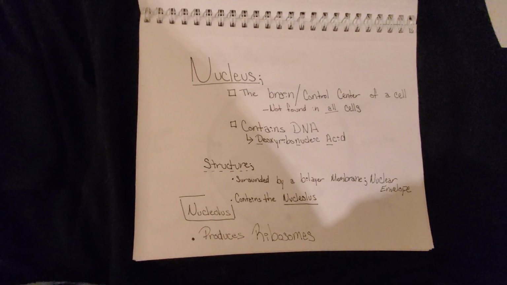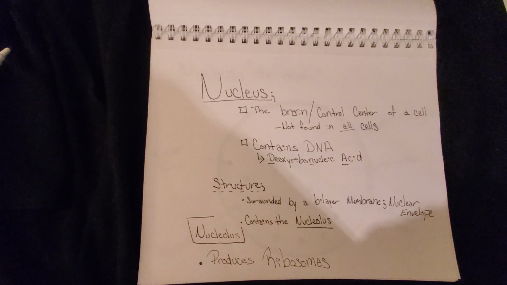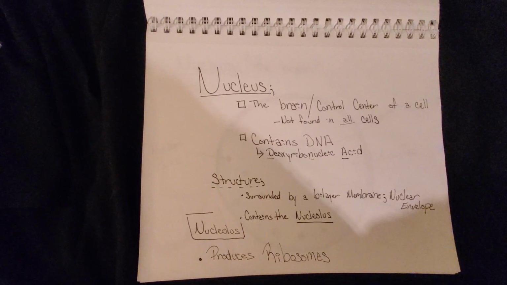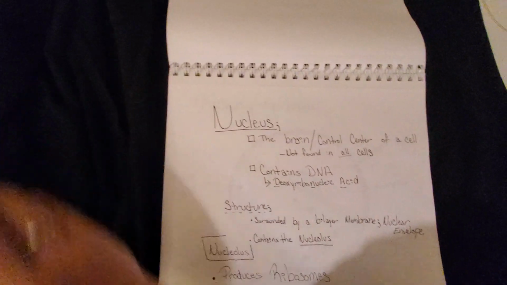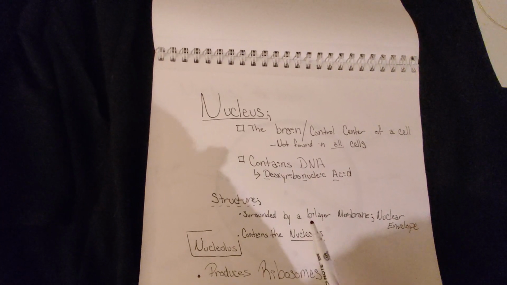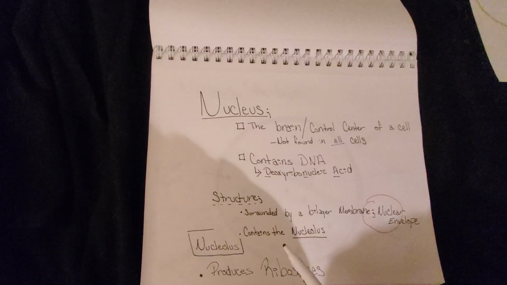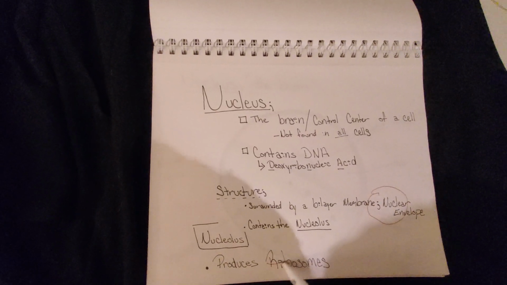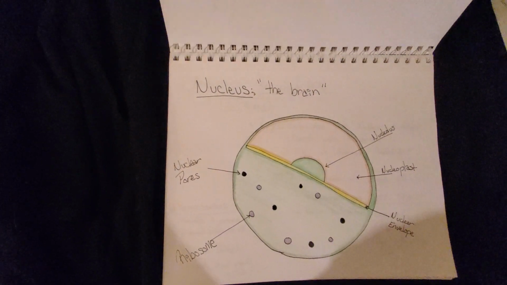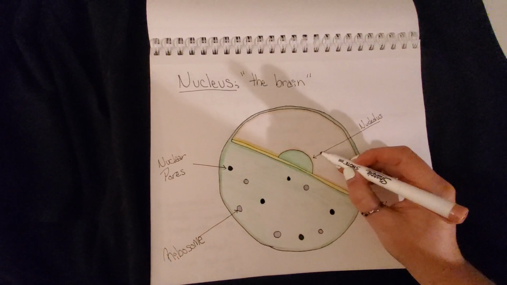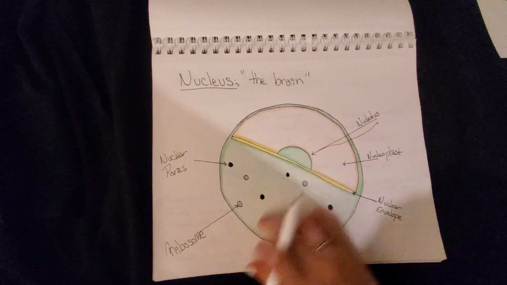A nucleus, or the brain and/or control center of a cell, is not found in all cells, but for this cell, we're going to say there is one. It contains DNA, or deoxyribonucleic acid, and the structure has a bilayer membrane called the nuclear envelope. It contains the nucleolus, and the nucleolus produces ribosomes. Here is the nucleus, or the brain, and right here is the nucleolus and the ribosomes that come out of the nucleolus.